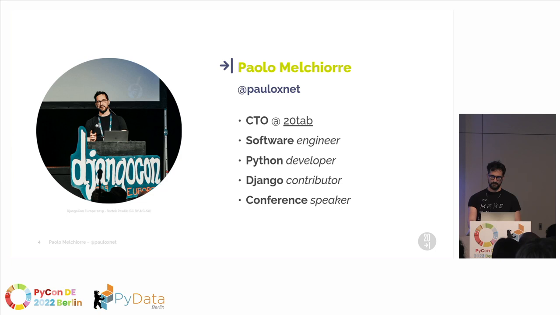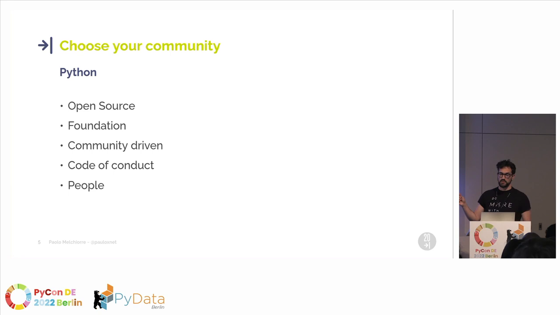The first step in getting involved in a community is to choose the community itself. In my career as a developer, from high school to university, I had to use many programming languages, but when I was able to, I chose to use Python. In choosing Python, I considered that it had these characteristics: an open source license, a foundation behind it and not a single company, a community capable of giving a direction to the development, a code of conduct, and above all, welcoming and positive people, such as the creator of Python himself.